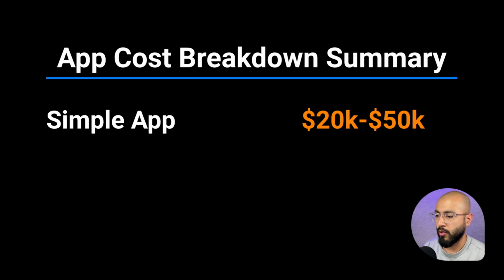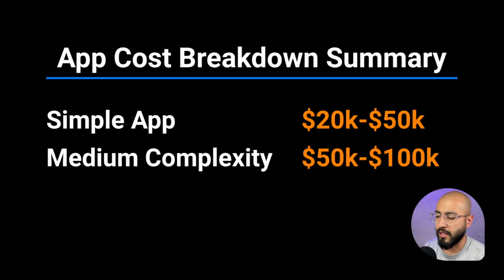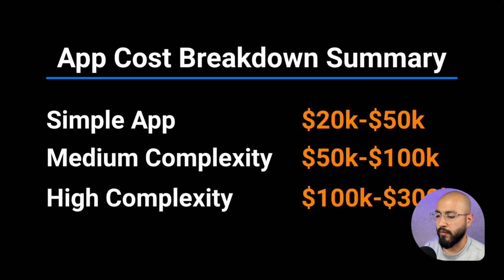Typically, you have three levels of app complexity, which determine the total app cost. For a simple app, you can expect to pay between 20 to 50,000 US dollars. For an app of medium complexity, you can expect to pay between 50 to 100K. And for a very complex application, you can expect to pay between 100 to $300,000, and sometimes even more for a very complex project. The complexity is based on the technology being built and the amount of features your app has.